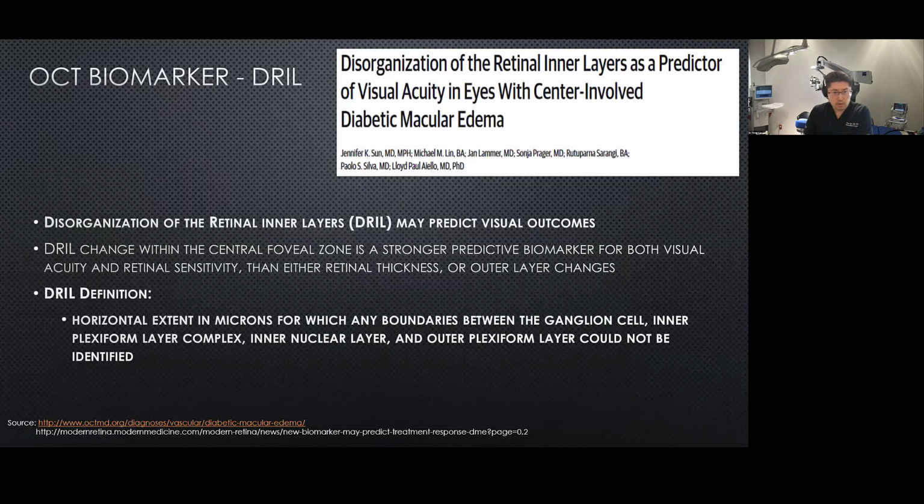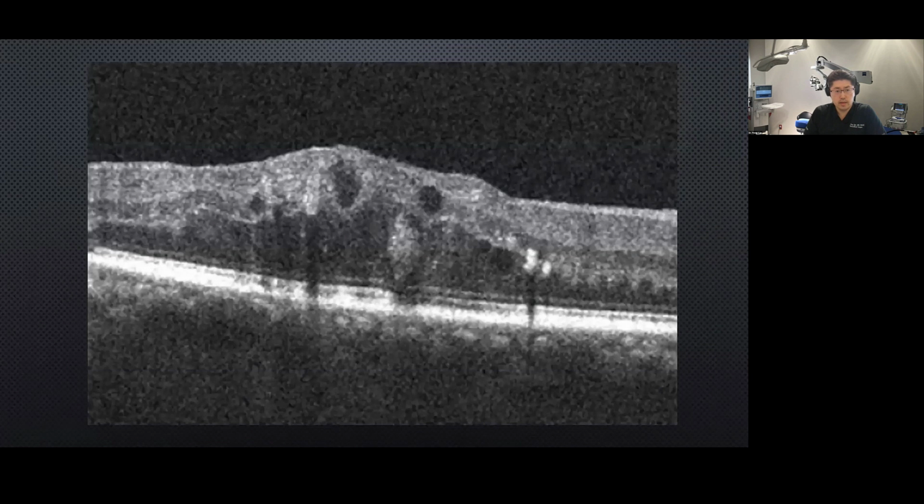Another good OCT biomarker or prognostic marker for visual outcome is the organization of the retinal inner layers. We can use this not only in diabetic macular edema, but also retinal vein occlusion and so on. Essentially, what it means is that you look at the layers of retina. Say a patient presents with macular edema, in this case, diabetic macular edema.